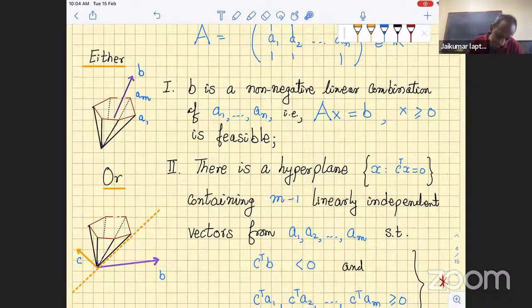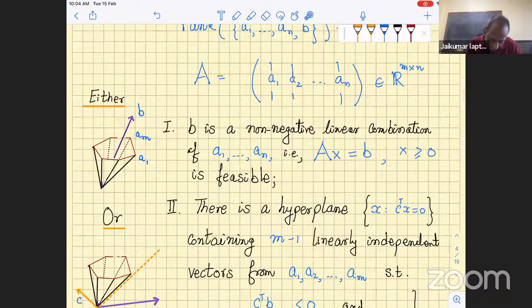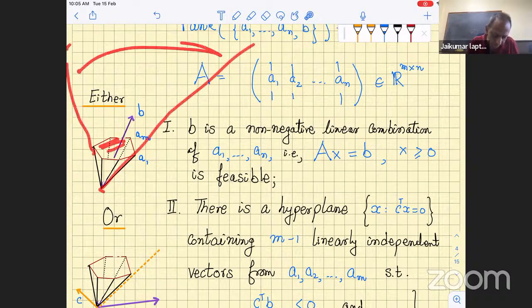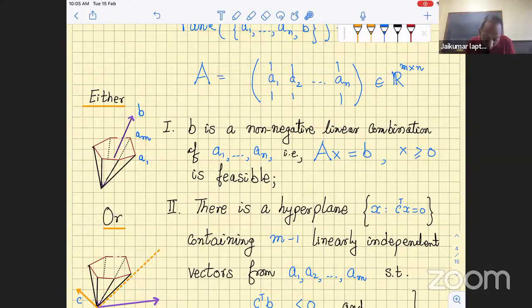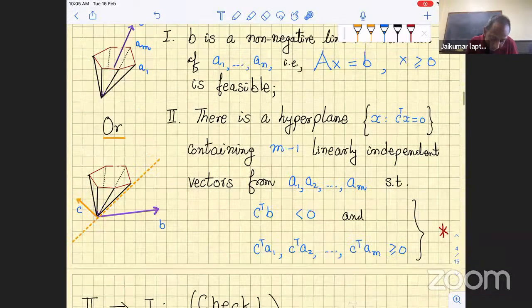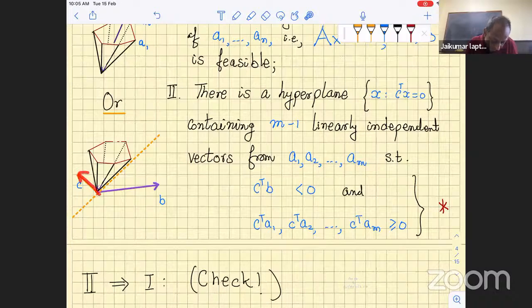Either it is the case that this vector is in the cone. Now, what do I mean by the cone? You take positive linear combinations. You scale all these vectors by non-negative numbers; you can't scale them by negative numbers, so don't allow them to go backwards. Scale them by non-negative numbers and add them up. Geometrically, it will produce all vectors in this cone. So either your b is in this cone, or b is somewhere outside, in which case there is a hyperplane.